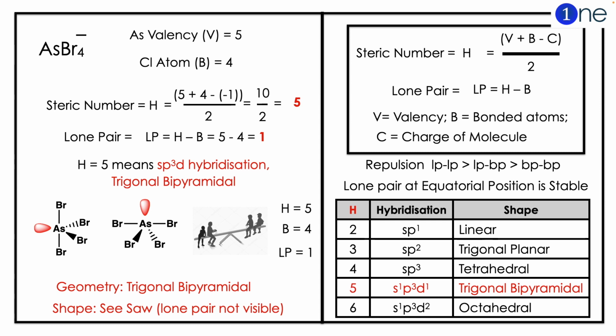But where does the lone pair occupy? The lone pair occupies the equatorial position due to steric reasons. If you look carefully, you can see the structure is seesaw. So the shape of the arsenic tetrabromide anion is seesaw.